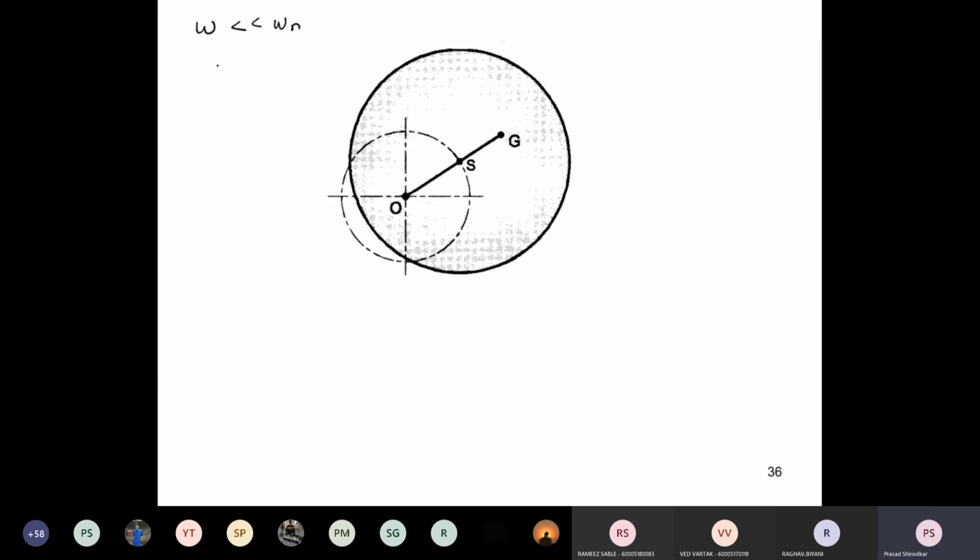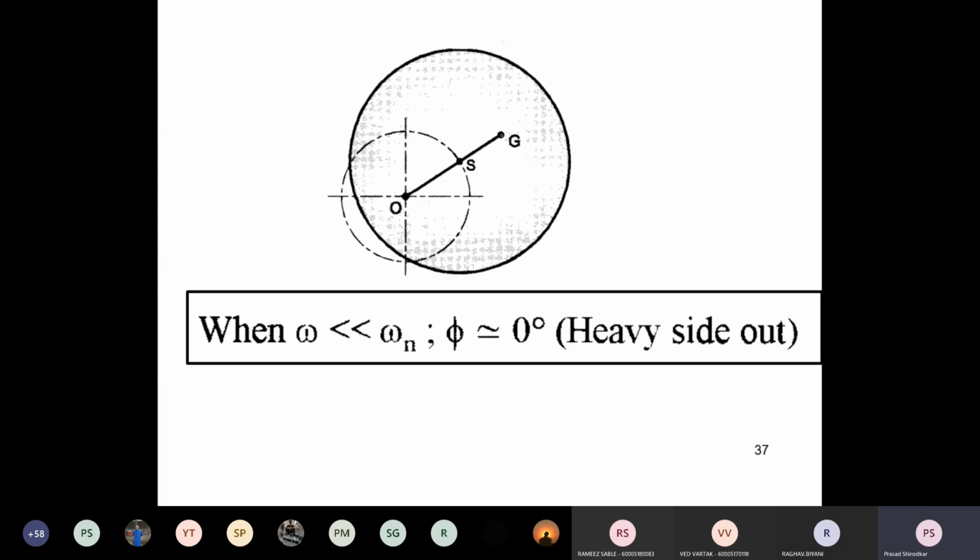When omega is very less compared to omega n, that is, the forcing frequency is very less compared to the natural frequency, then O, S and G become aligned, and in that case the phase angle becomes approximately 0. And here, since G is the center of gravity and it is in the sequence O, S, G, S comes between O and G. So it is called the heavy side out. Whenever S is between O and G, it is called the heavy side out because G is basically the gravity, where all the weight will be concentrated. Right? So this is for the first.